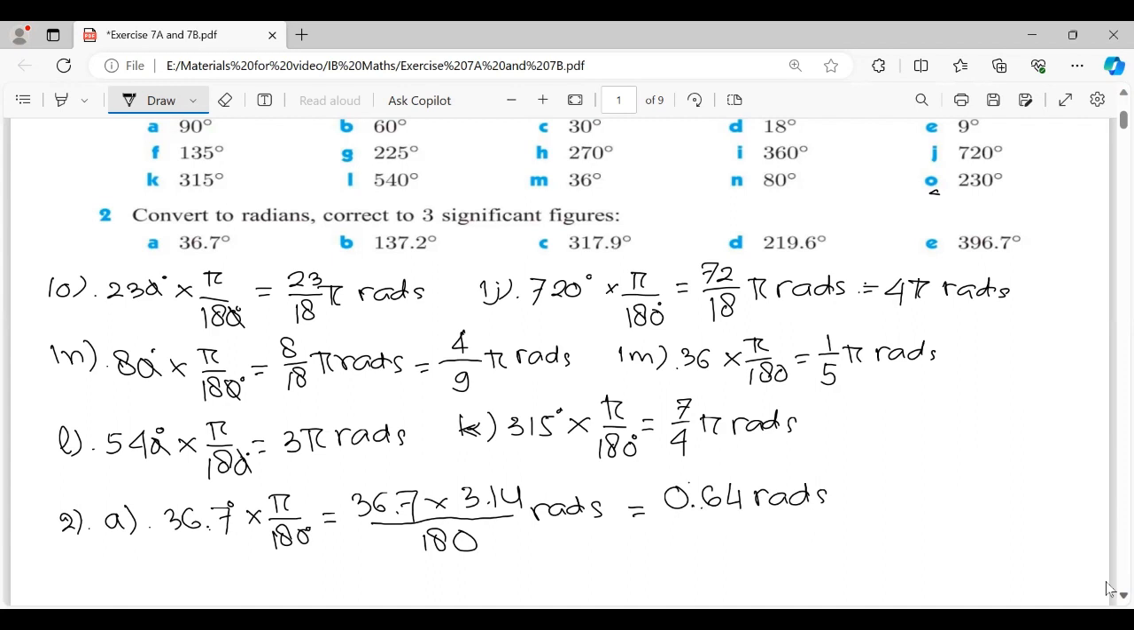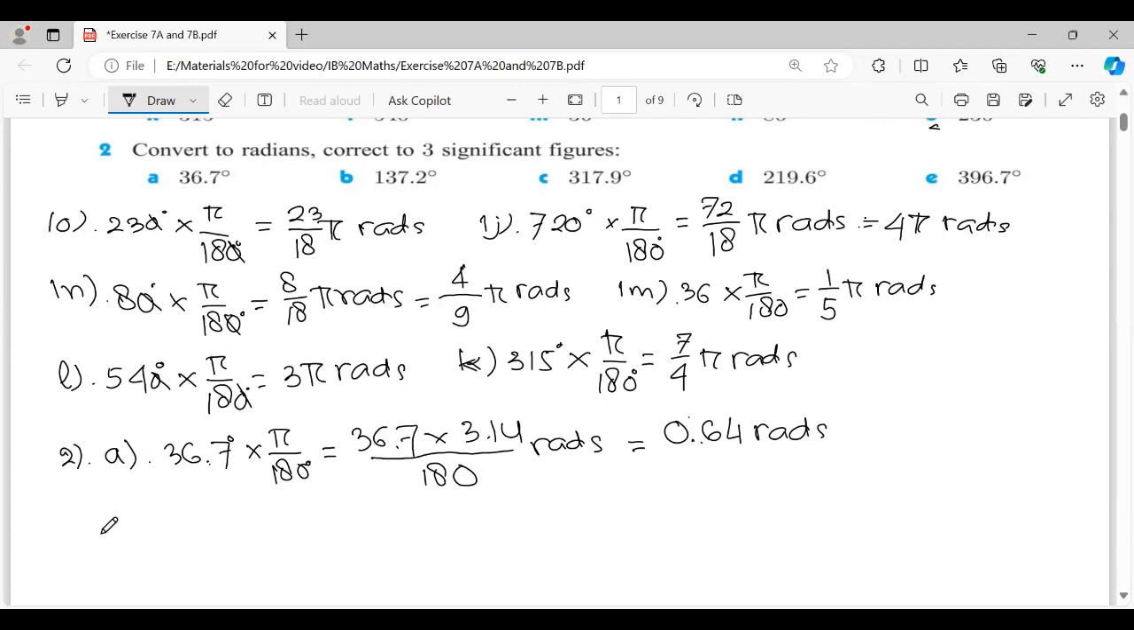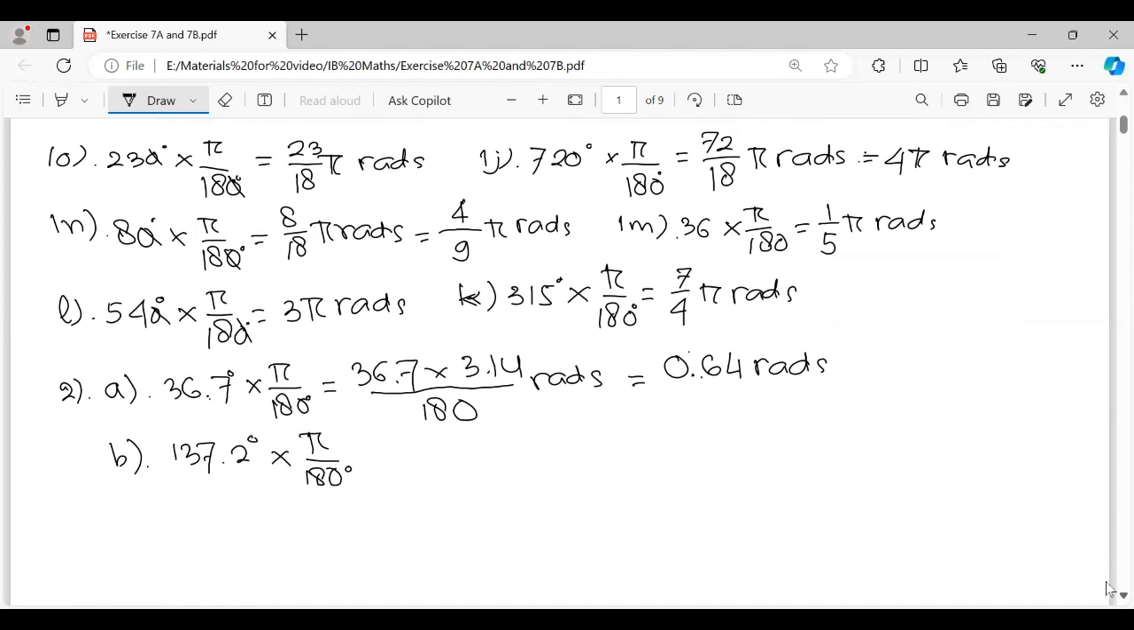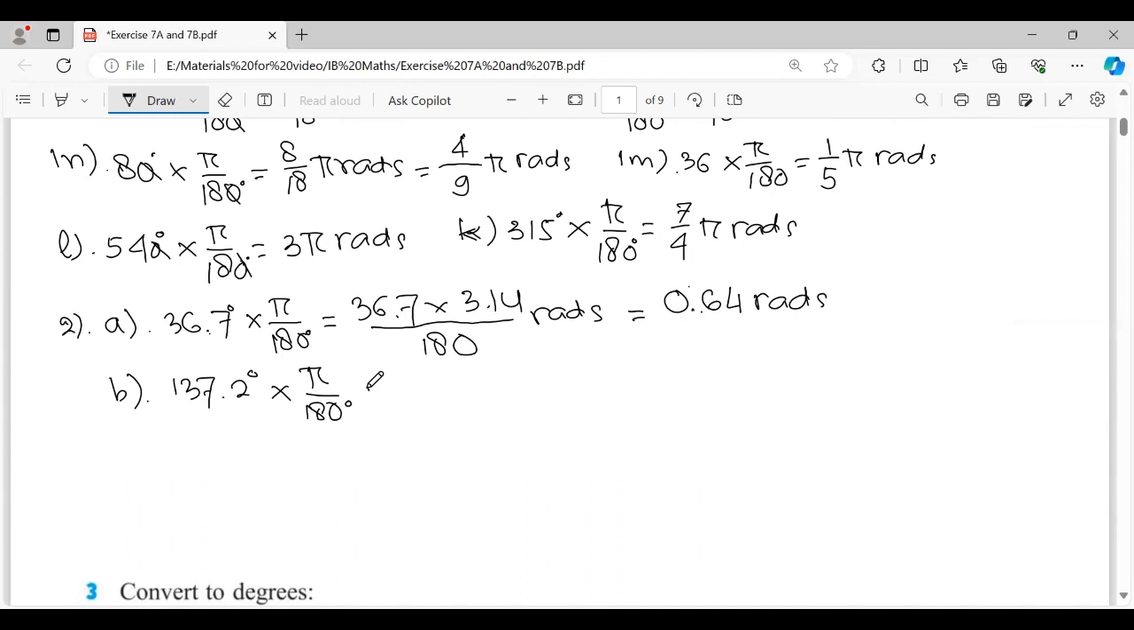What else? 2B. Okay. Degrees times pi over 180. It becomes 137.2 times 3.14 over 180, and if you calculate, it's gonna be 2.39 radians.